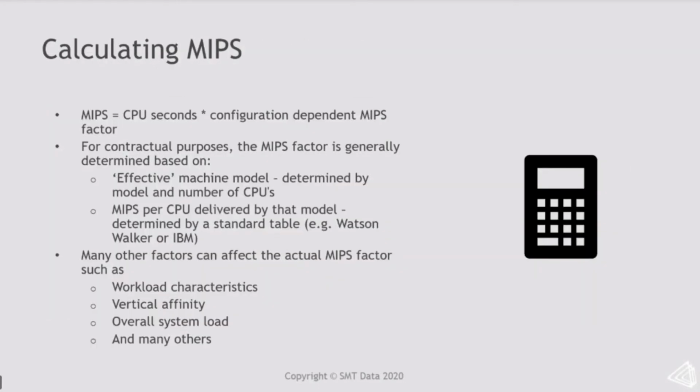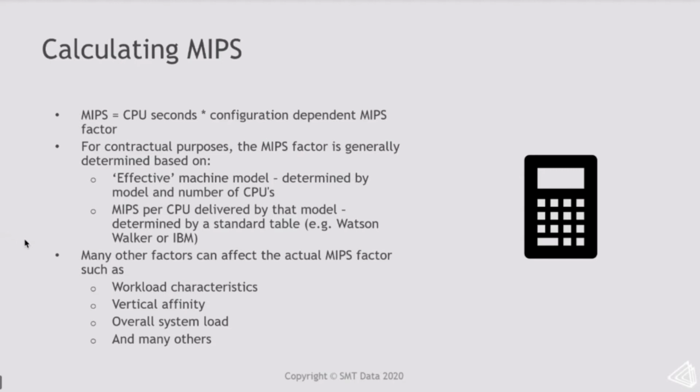Good. Let's dig a little bit more into MIPS. Now, MIPS, as I said, is calculated based on CPU seconds times a configuration-dependent MIPS factor. So for contractual purposes, this MIPS factor is generally determined based on the effective machine model, which is determined by what kind of model this is, z13, z14, and the number of CPUs on that model. And then we look up in a standard table for that model and this number of CPUs, how many MIPS do we expect it to deliver. So Watson Walker, IBM, Gartner all provide standard tables for doing this.